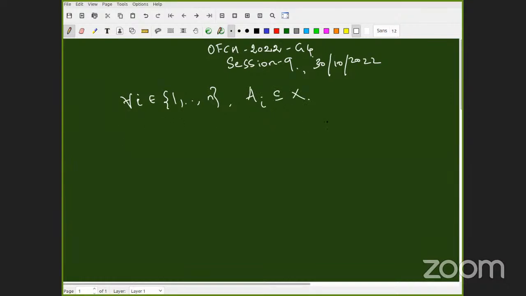The usual way will be like this: AIs are subsets of X for 1 less than or equal to I less than or equal to N. I can write like this also. X is some set. We defined union and intersection. Quick recall: union I equal to 1 to N, AI. What is it?